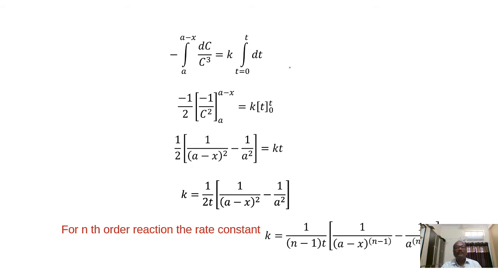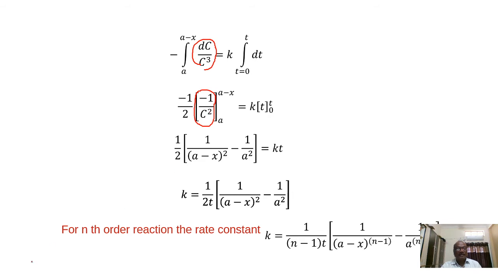So we are integrating that equation within those limits. What is the integral of dC by C cube? It is minus 1 by 2C square, not minus 1 by C square. Okay, integral of dC by C cube is equal to minus 1 by 2C square.